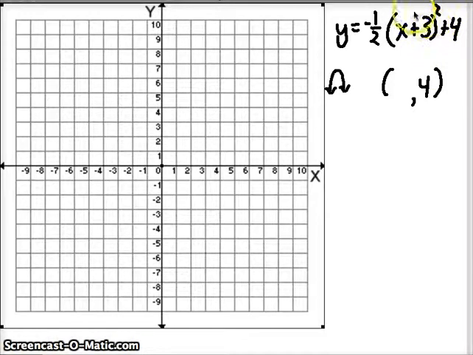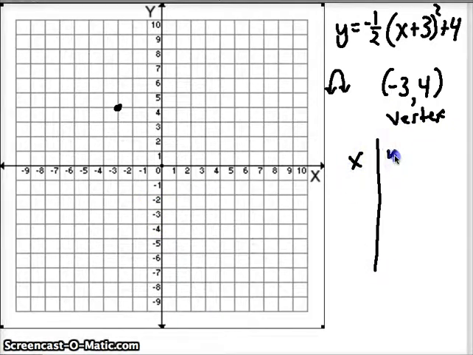And again, this looks like a positive 3, so the x value of the vertex is going to be the opposite of that. It's going to be negative 3. So this is our vertex. Let's plot it. Negative 3, positive 4. And it's going to open down. So when we do our xy table here, let's make sure it's actually going down.